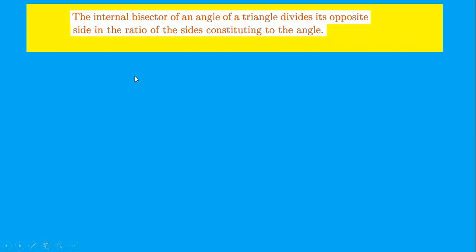Boys, now I discuss another theorem, which is: the internal bisector of an angle of a triangle divides its opposite side in the ratio of the sides constituting the angle.